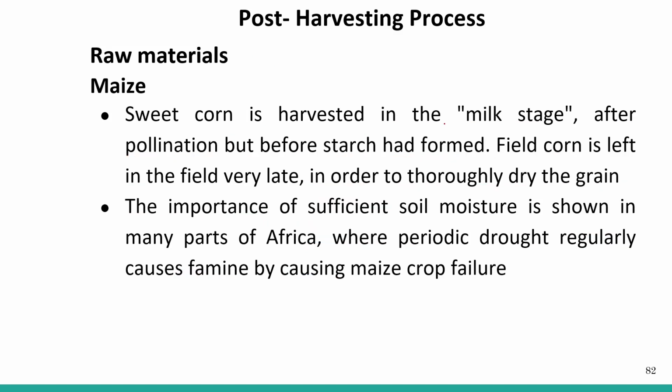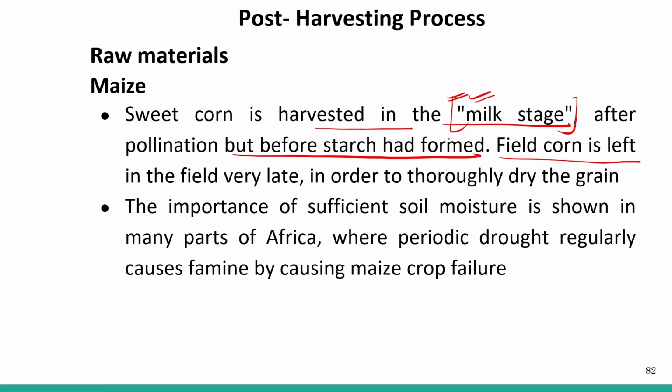Sweet corn is harvested in the milk stage. This is very important. With sweet corn, we can make different types of preparations, for pizzas, for vegetables, even for soup, and it is harvested after the pollination but before the starch has formed. So it has less starch. If we want sweet corn, we can harvest this maize crop at the time of the milk stage.